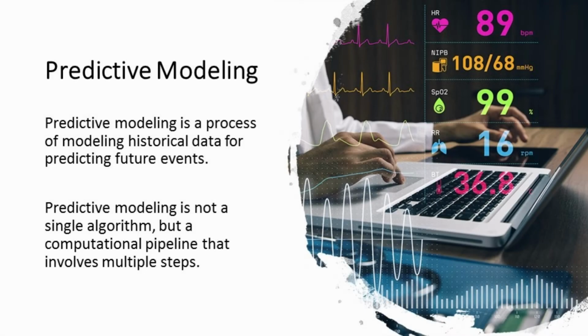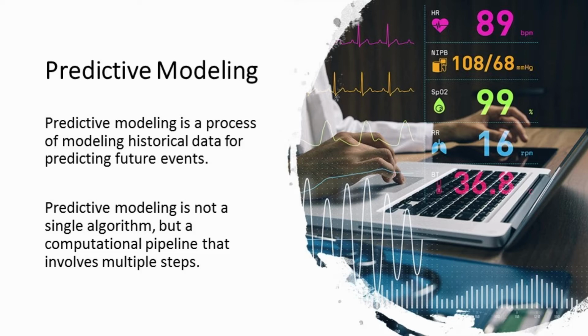Predictive modeling is a process of modeling historical data for predicting future events. For example, we want to use electronic health records that we have available to build a model of heart failure, so that we can predict patients who are at risk of developing heart failure sooner. Predictive modeling is not a single algorithm, but a computational pipeline that involves multiple steps.